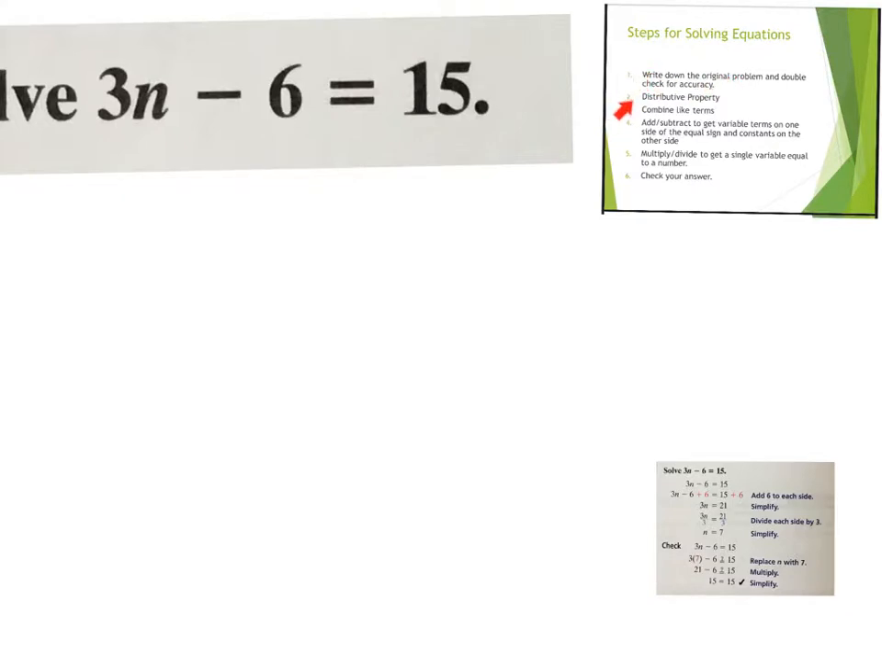Now this one has no distributive property. It doesn't have any like terms to combine on either side. Later on we will add those things. So we're going to start with add and subtract to get the variable on one side of the equal sign and the constants on the other side. Remember, constants are numbers by themselves. So I want to move this 6 over, and notice it's subtracted. So if it's subtracted, we go to the opposite operation and add the 6. So 3n equals 21.